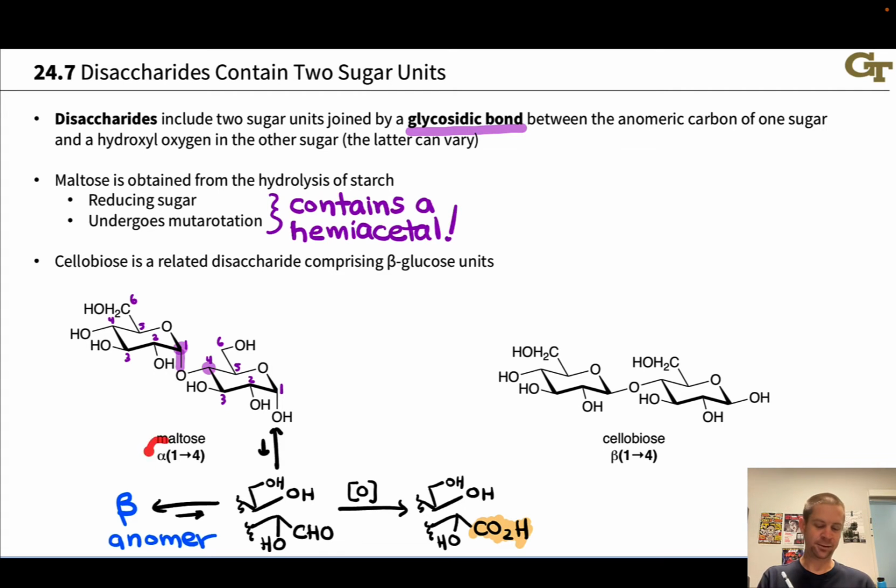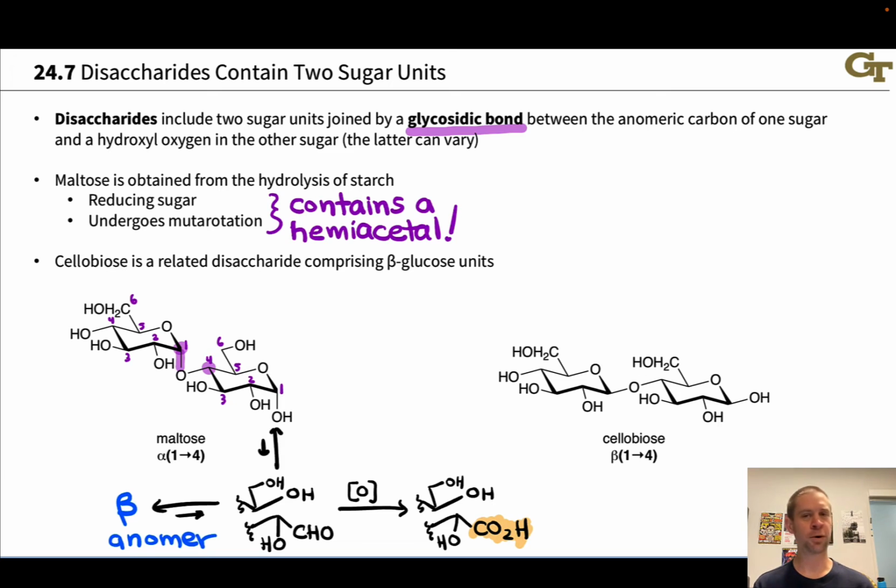Now, what about the alpha? Well, the alpha refers to the configuration of the anomeric carbon involved in the glycosidic bond, which is this carbon 1 right here. With this oxygen in an axial position, and with this being a D sugar, this corresponds to the alpha anomer of this glucose unit on the left.